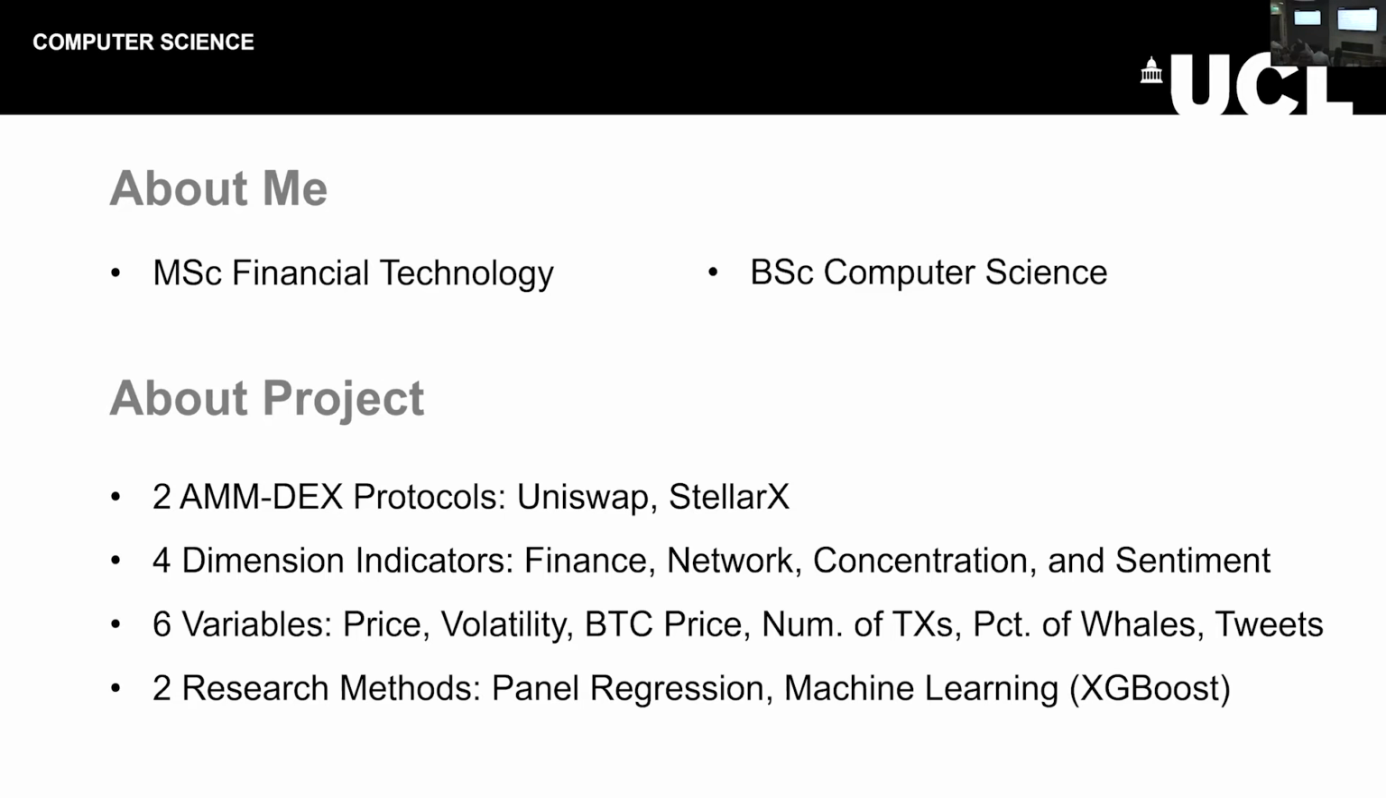You can see there are a lot of indicators for the crypto market. Theoretically, we can get almost any data from the blockchain, but we only pick some representative indicators such as price volatility, number of transactions, and concentration, as well as the sentiment of the traders.